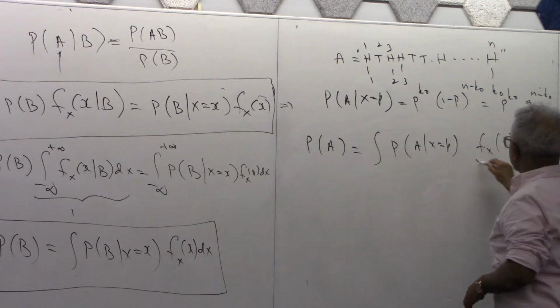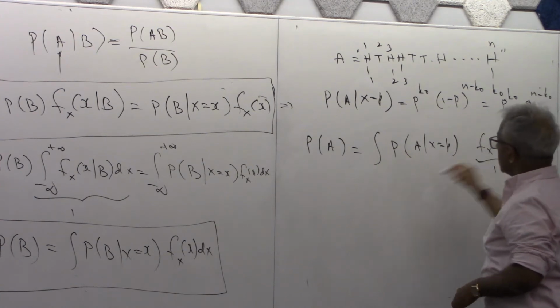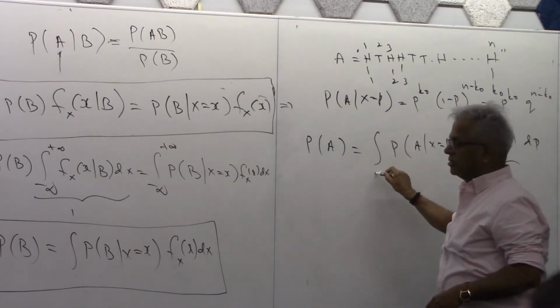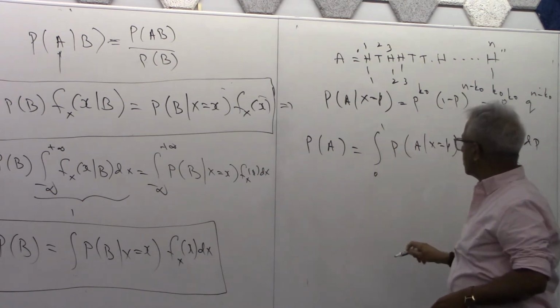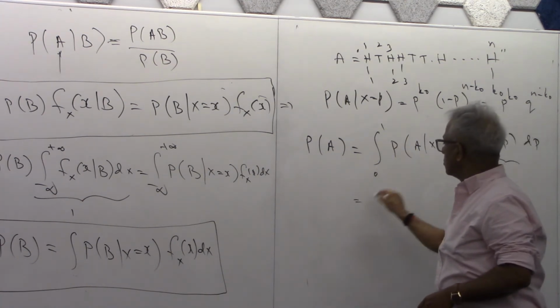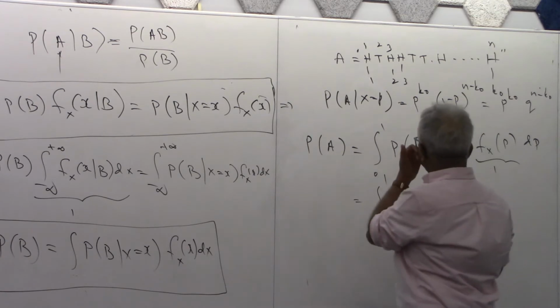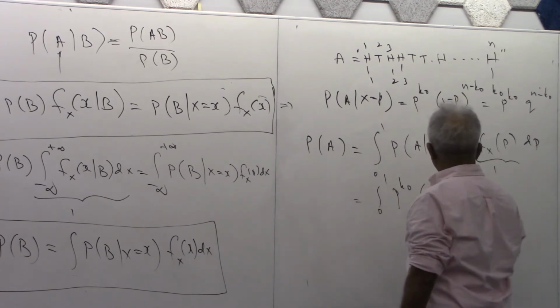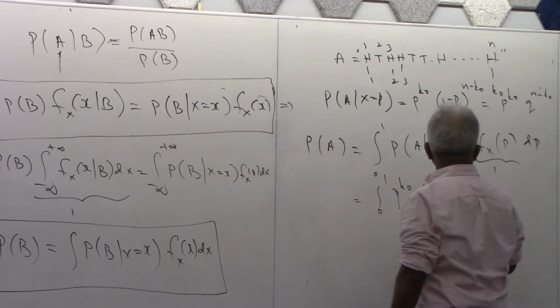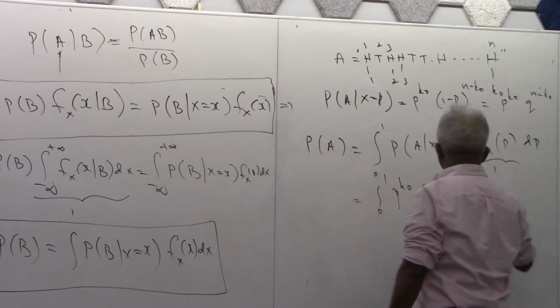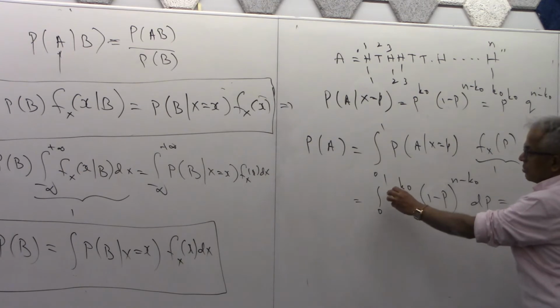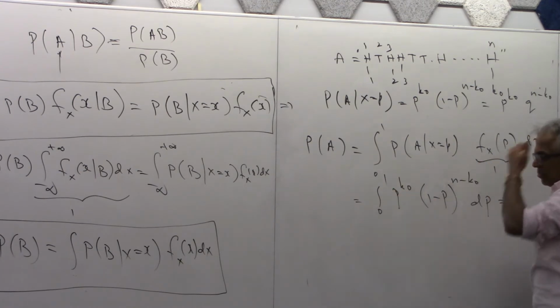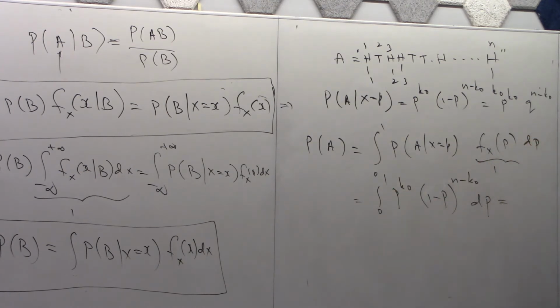Remember, this is uniform, so this is 1. So this is not minus infinity to plus infinity. In our problem, it is 0 to 1. And so we have to solve this integral. If you look at a beta distribution, it is some constant multiplied by this. So from there you can easily get the value.